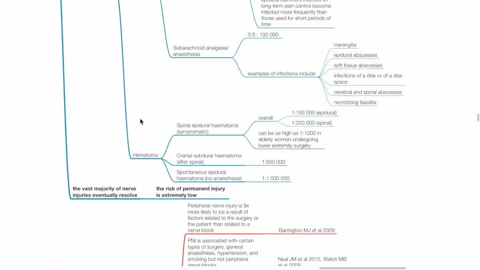Hematoma. For symptomatic spinal epidural hematoma, overall 1 in 150,000 for epidural and 1 in 220,000 for spinal. The rate for SEH can be as high as 1 in 1,000 in elderly women undergoing lower extremity surgery. For cranial subdural hematoma after spinal, the rate is 1 in 500,000. For spontaneous epidural hematoma, the rate is 1 in 1 million.